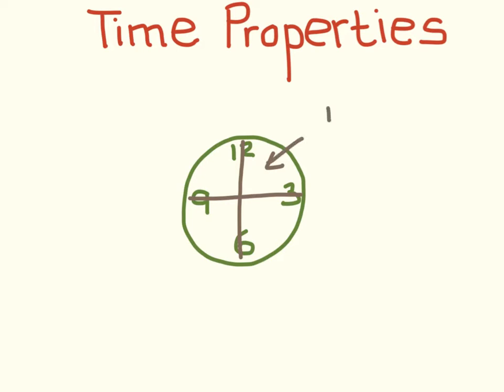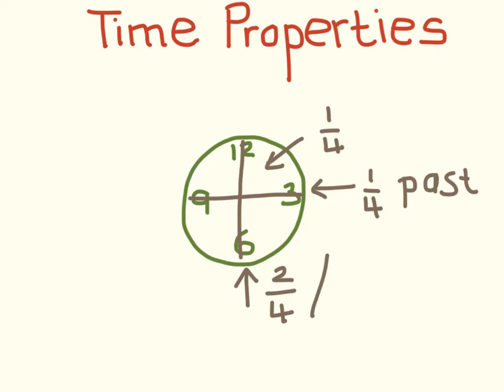This is 1/4, so when it reaches the 3, it is 1/4 past. When it reaches the 6, this is the same as 2/4 or a half, so we know it as half past.